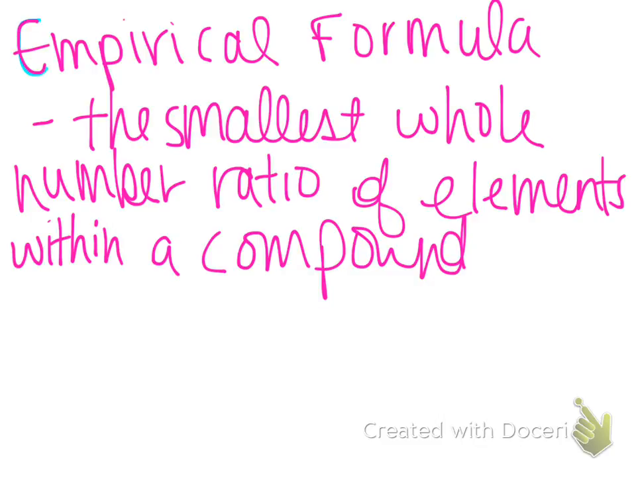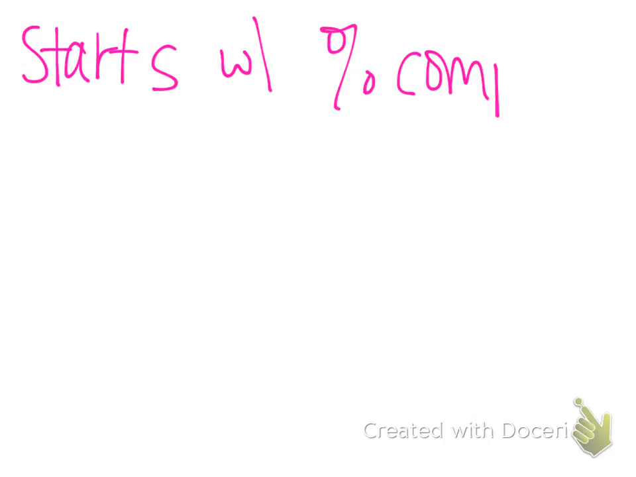So, steps for empirical formula. We usually start with a percent composition. That's usually how these problems start. If they start in grams, that's great. If not, we're going to put them in grams, and I'll show you how we do that. But most of the time, we begin these with a percent composition.